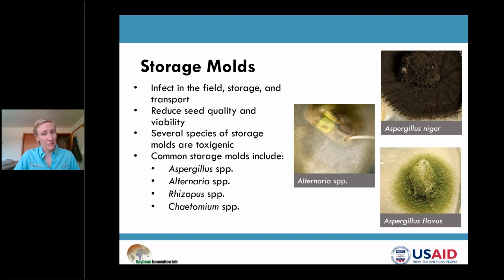We hear about these because they reduce seed quality and viability, but also some of these produce those toxins I was talking about before. The green fungus you see on the screen, Aspergillus flavus, causes a toxin called aflatoxin, and that's carcinogenic to humans and animals. That would make the seed unfit for consumption. All right, next slide, please.